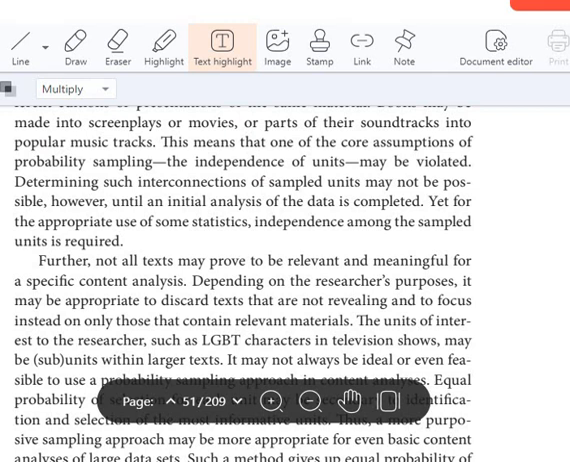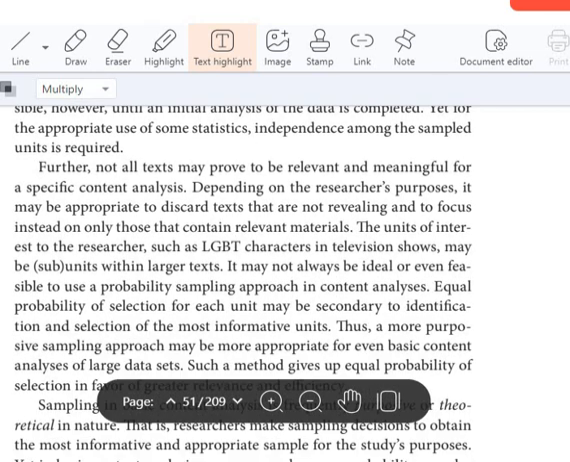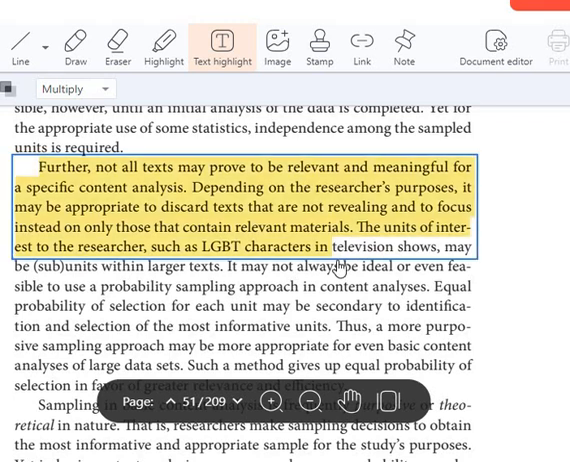Another thing to mention about issues in sampling is that not all text may prove to be relevant and meaningful for a specific content analysis. Depending on the researcher's purposes, it may be appropriate to discard texts that are not revealing and to focus instead on only those that are relevant. So, redundancy is not good, and irrelevant materials also are not good. So we should take this into account.